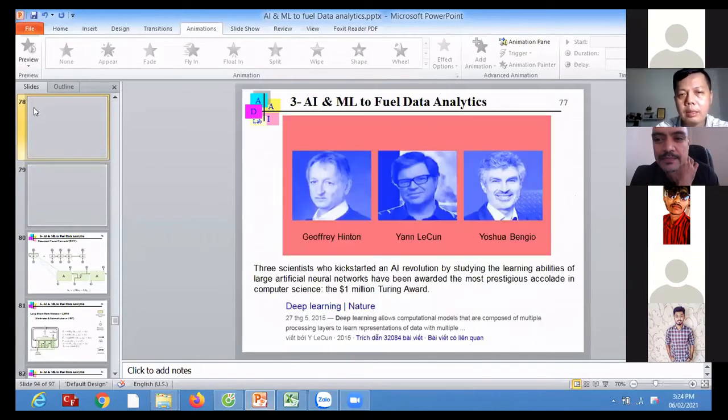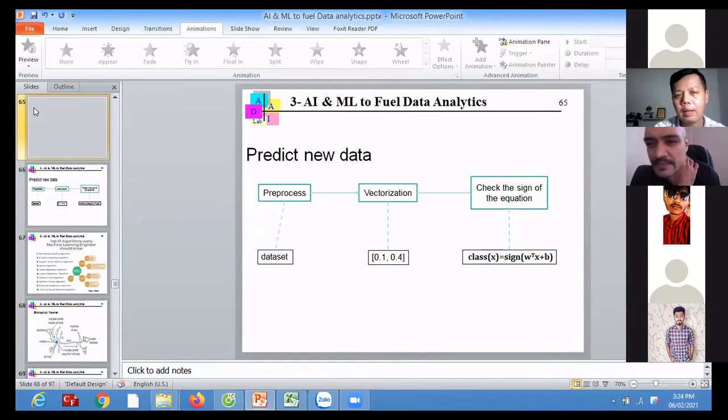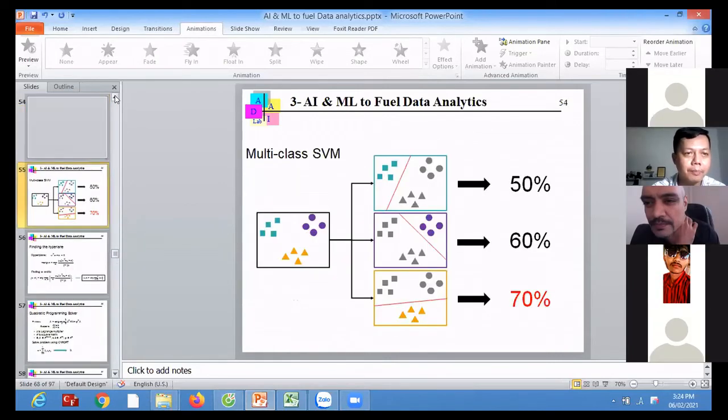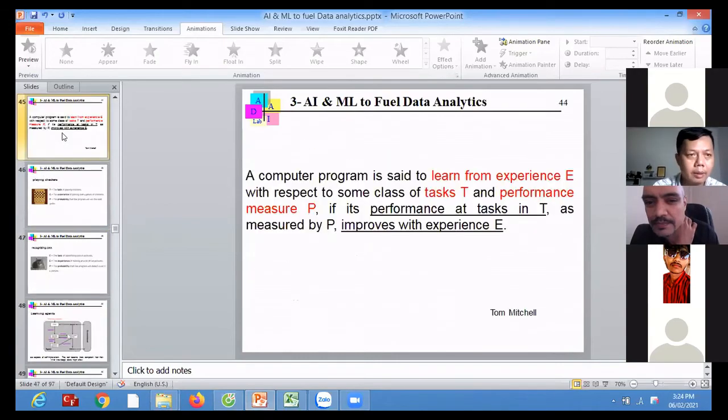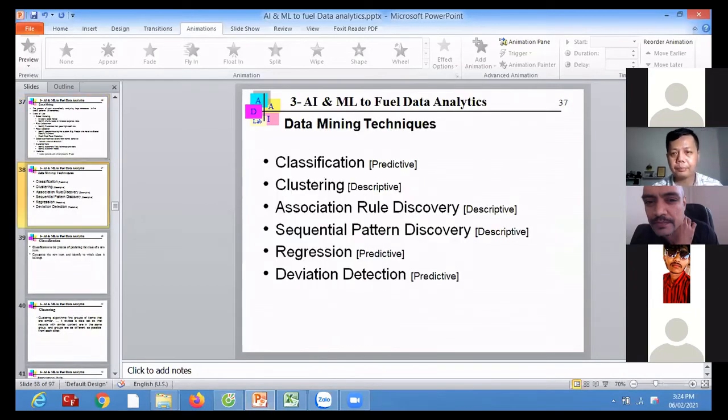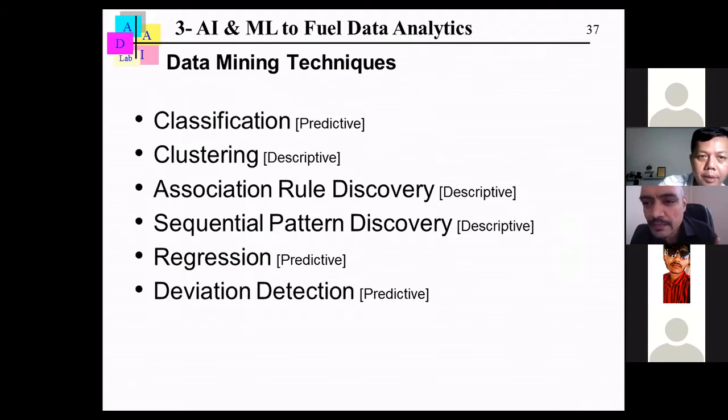Actually, it's difficult to answer the question, what is the best technique to apply. But take a look at my presentation, where I talk about data mining techniques: classification, clustering, association rule discovery, sequential pattern discovery, regression, and deviation detection. Depending on your problem, you have to analyze what is best for solving it. However, machine learning and deep learning are a good way for your big data.